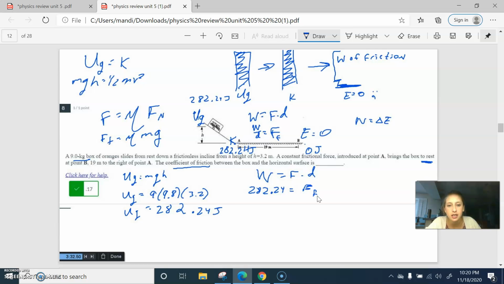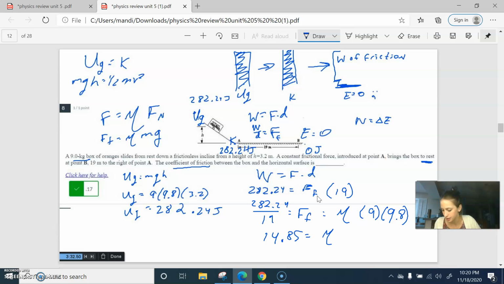Force of friction times the distance, and the distance is 19 meters. Ooh, it took a long time to bring it down. So 282.24 over 19. That's the friction force, which also equals mu times the normal. The normal is mg. So the mass is 9 and g is 9.8. Weirdly, this is one equation with one unknown. We can solve this. If we do that fraction, 19. So that's 14.85 equals mu times, what's 9 times 9.8? Times 88.2. Then we divide.